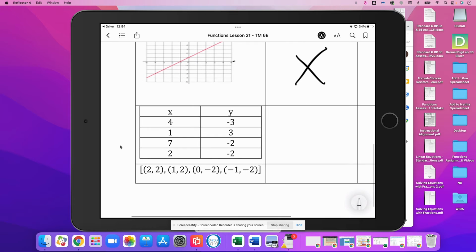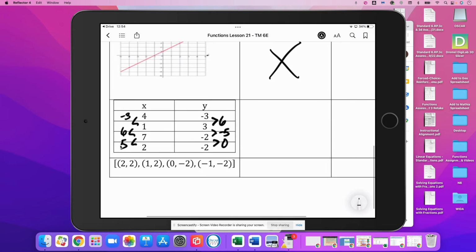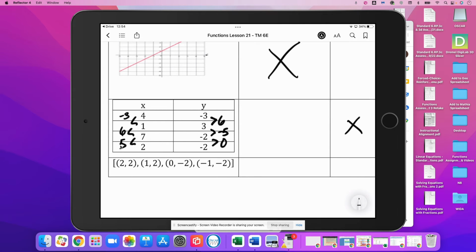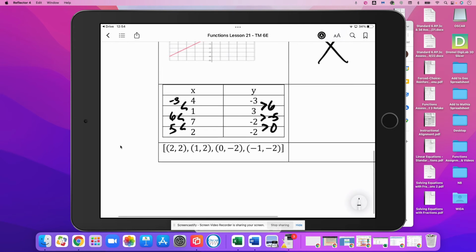Number 8, we have an increase of 6, a decrease of 5, and an increase of 0. Here we have a decrease of 3, an increase of 6, and a decrease of 5. So you can tell that there's nothing consistent anywhere in this table. So nope, that is not going to be linear.